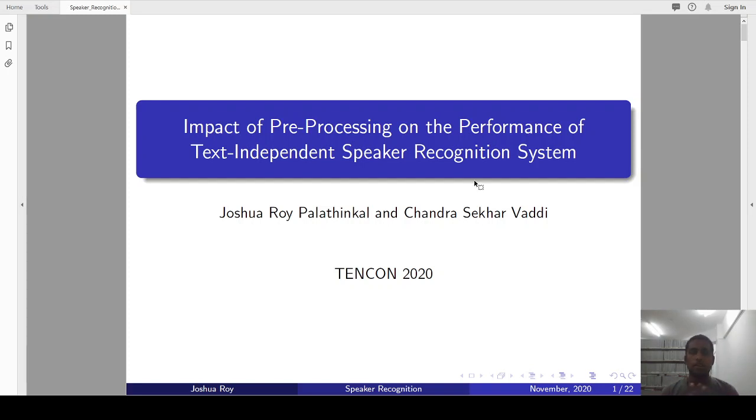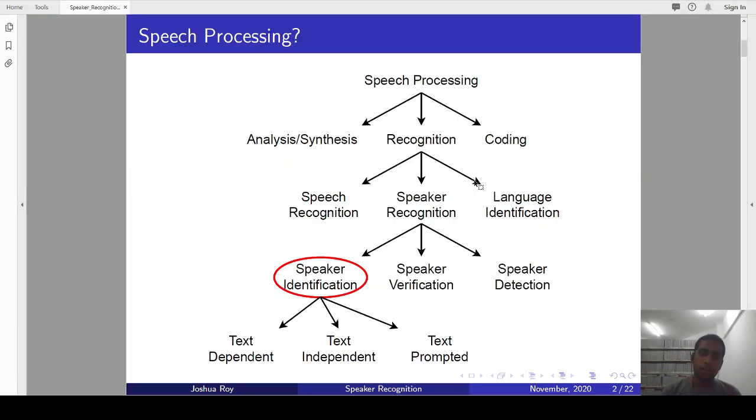My name is Joshua Roy, and I'm a final year undergrad student. Dr. Chandrasekhar Vaddi is a scientist at the Defense Research Organization of India. Our paper is titled Impact of Pre-Processing on the Performance of Text-Independent Speaker Recognition System. I have to go fast because I only have 10 minutes.